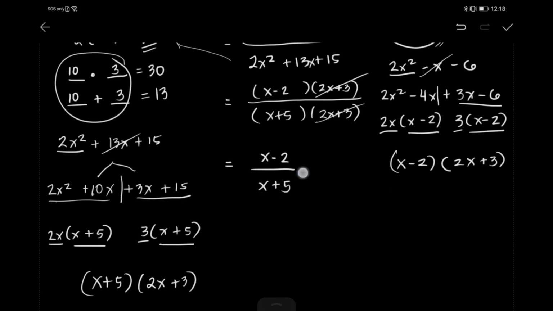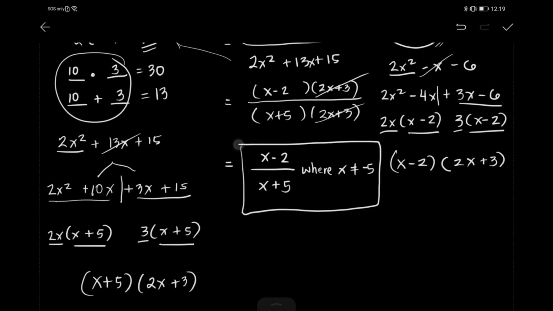So in this case, we have a restriction where the value of x must not equal negative 5. Because if our x becomes equal to negative 5, our denominator will become 0, because negative 5 plus 5 is 0. So this will become undefined. So therefore, we have a restriction in our answer that the x value must not equal negative 5.